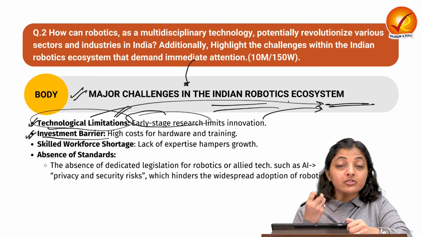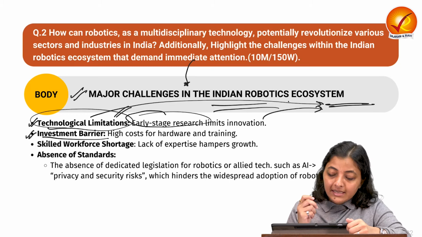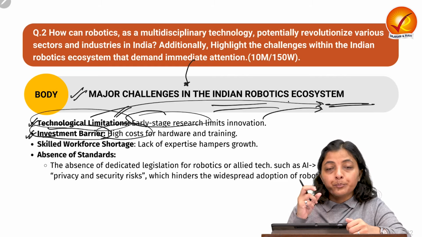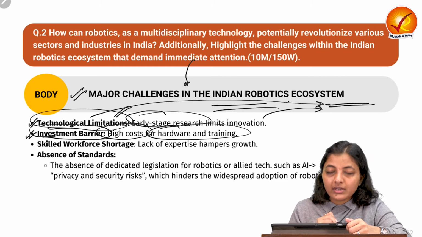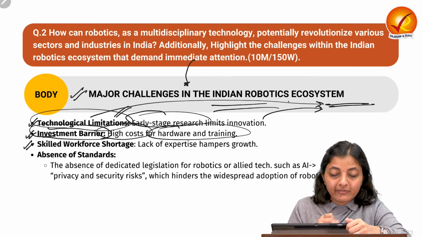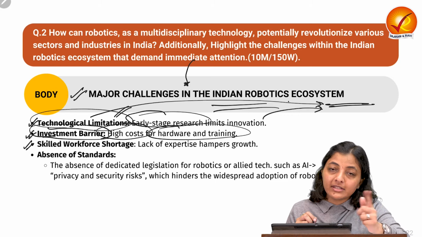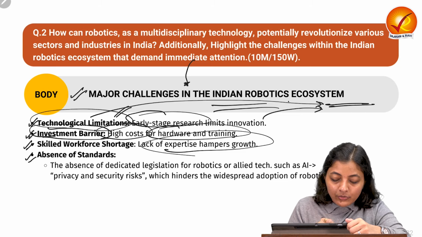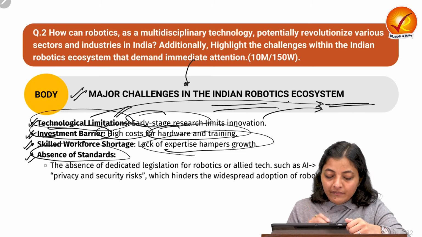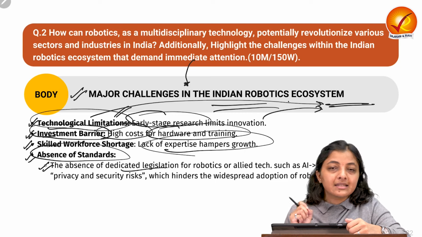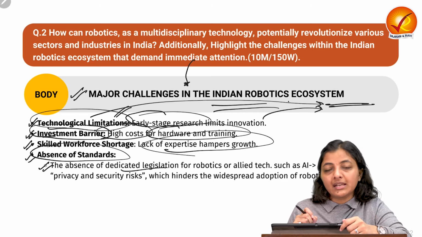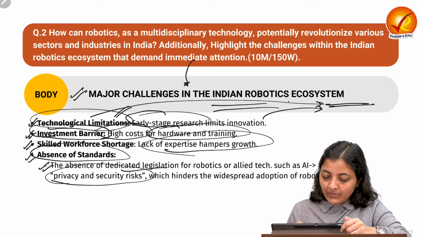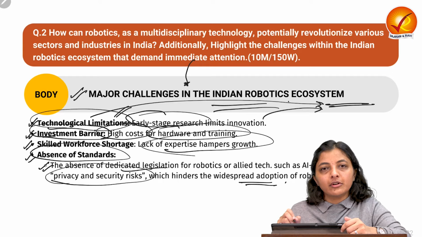Again, when the technology is not very developed, it is costly. Second, because this is new-age technology, it bears a very high cost for the hardware and training. Next, we have a shortage of skilled workforce with respect to robotics. Again, this hampers the growth. Next is the absence of standards. We have an absence of dedicated legislation for robotics and allied technology like artificial intelligence. So this poses privacy and security risks, which hampers the widespread adoption of robotics.